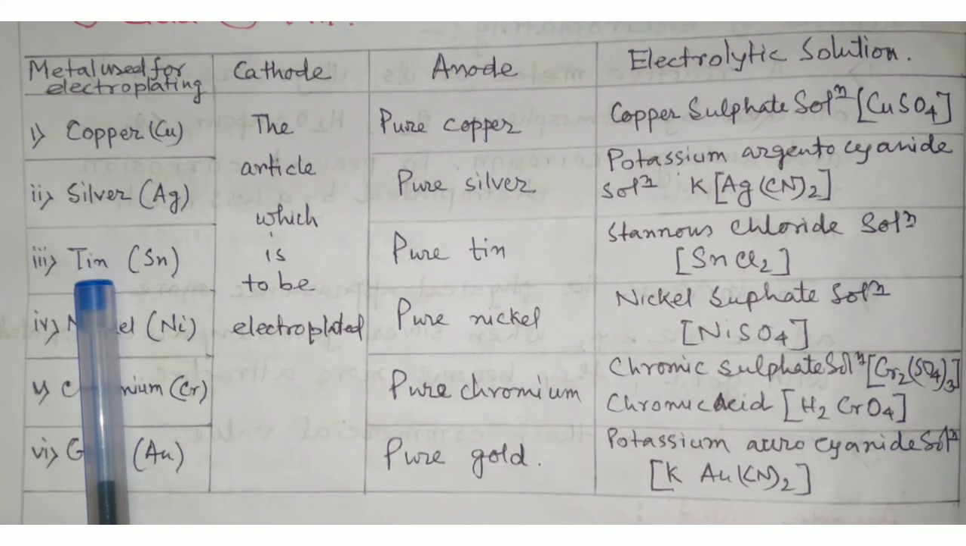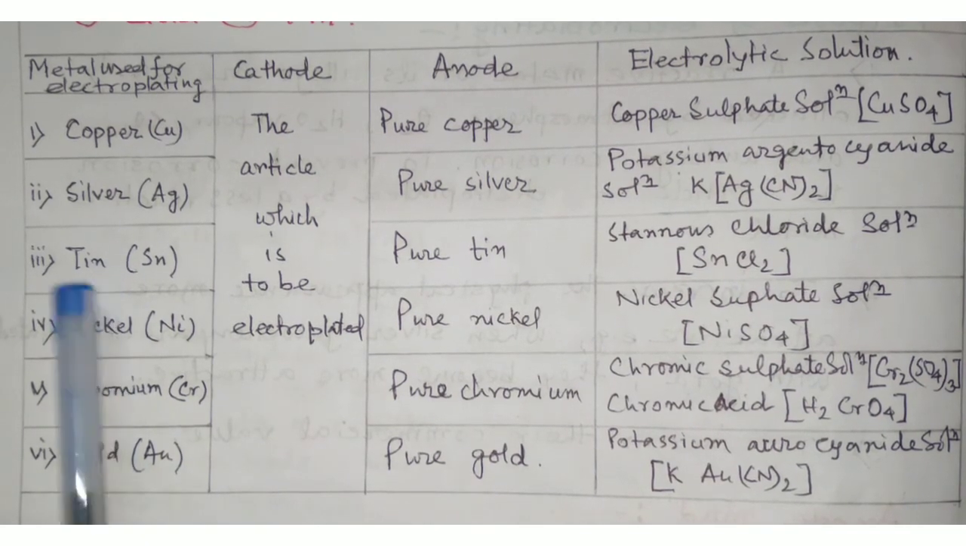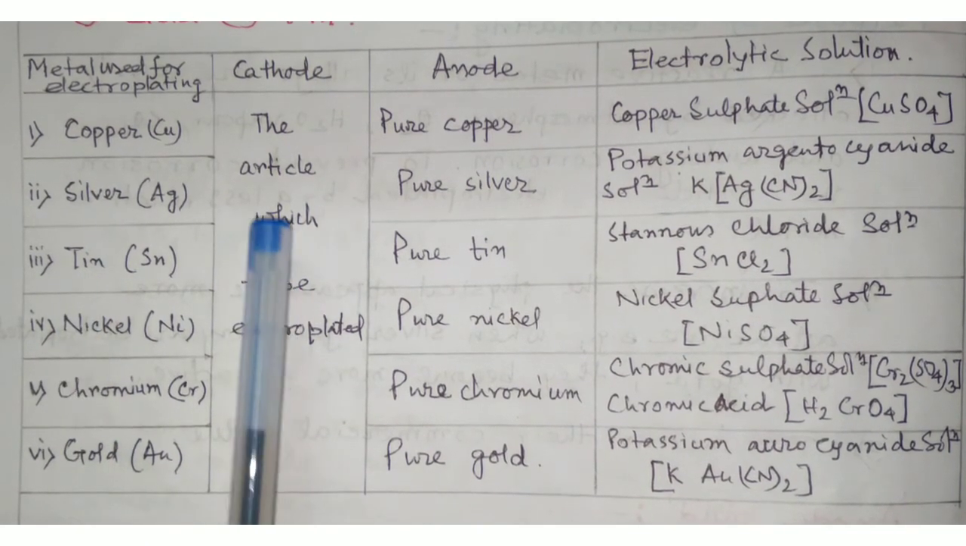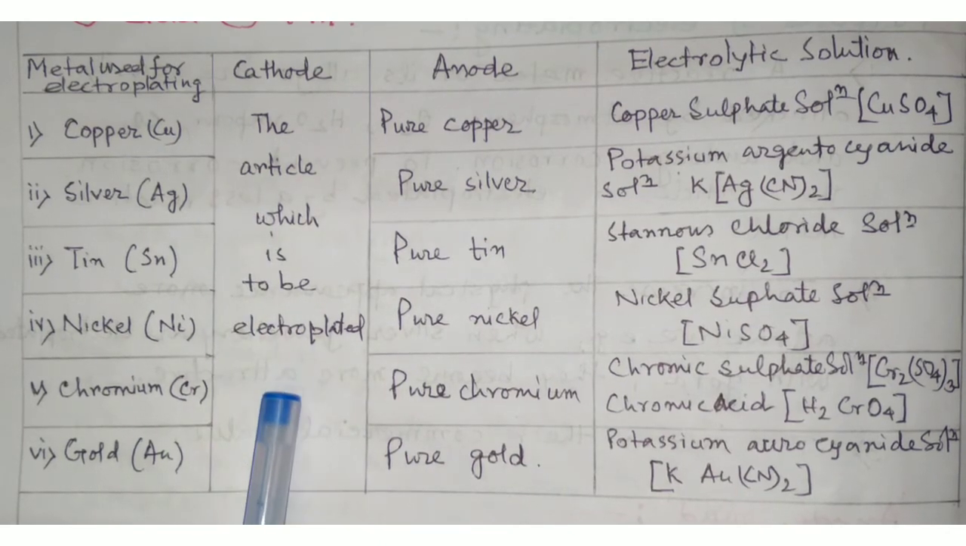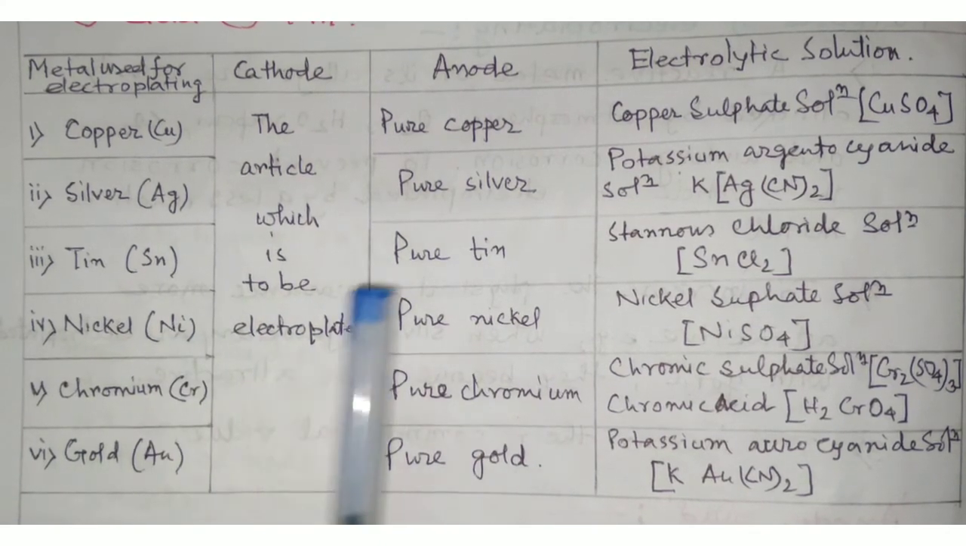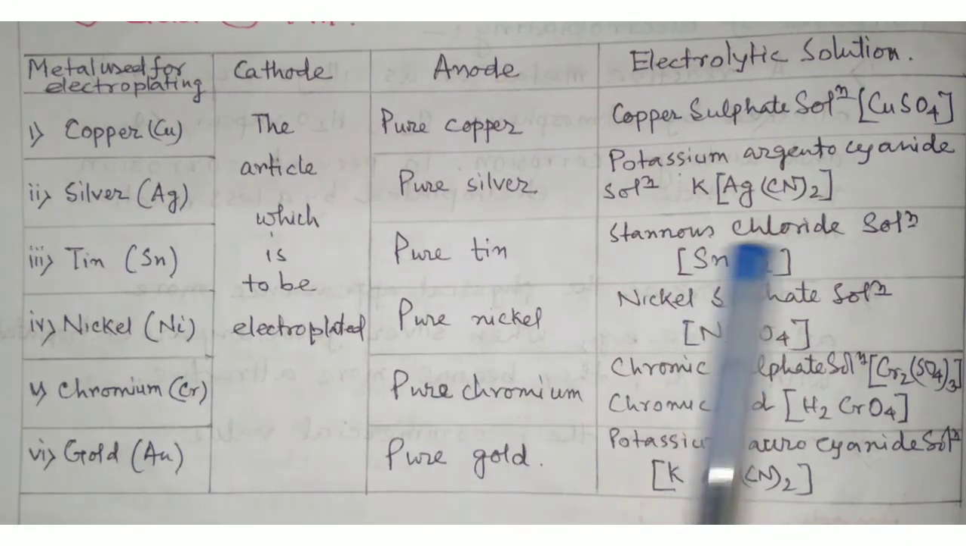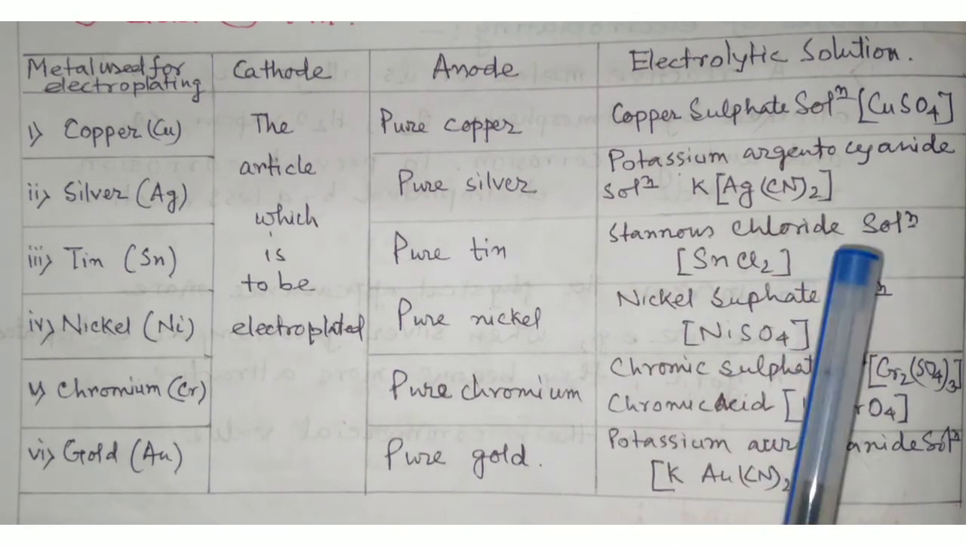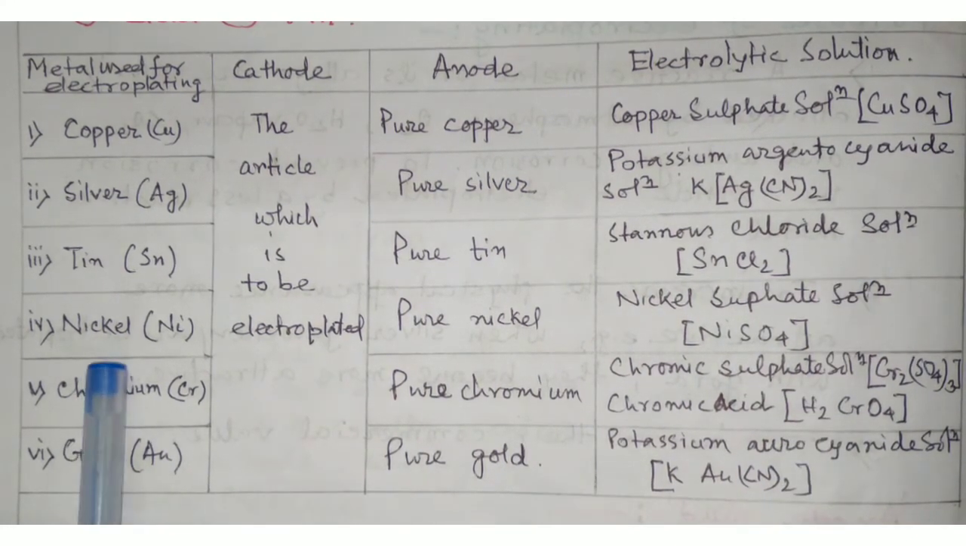Tin. When you use tin for electroplating, the article which is to be electroplated is always used as cathode, pure tin is used as anode, and stannous chloride solution, SnCl2, is used as electrolytic solution.